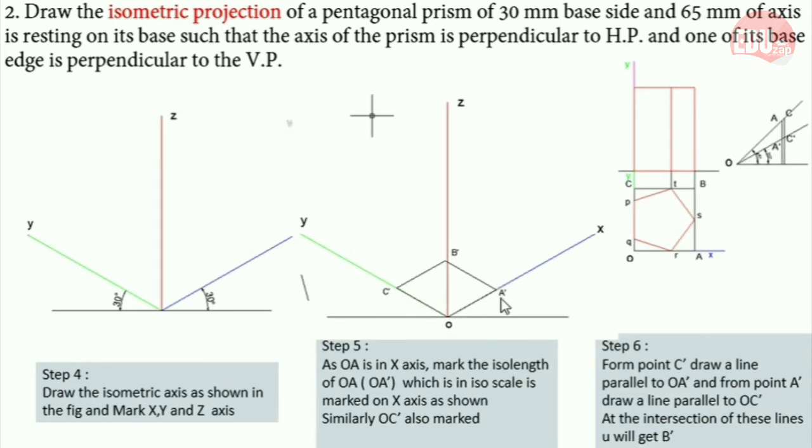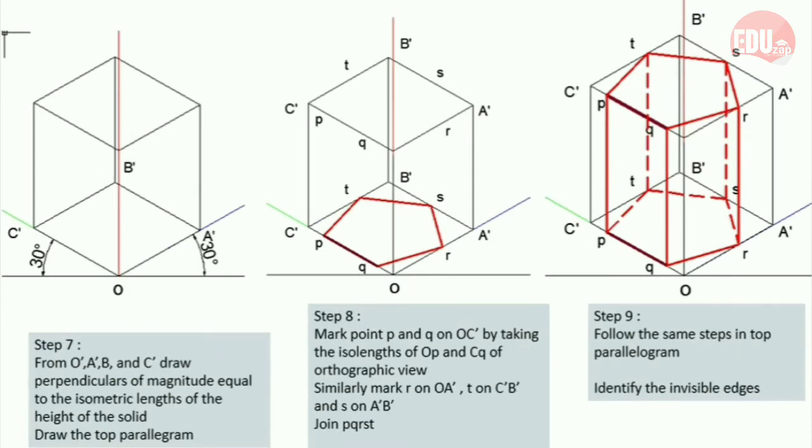Similarly, if you want point R, then take the OR distance and plot it here. From that line plot a perpendicular, then you can plot point R. That is the only difference between isometric view and projection. For isometric projection, you need to plot the isometric length of all the dimensions. For that you can use this scale, known as the isometric scale. The details are very much illustrated here. This PPT is available in my drive. Please download it.